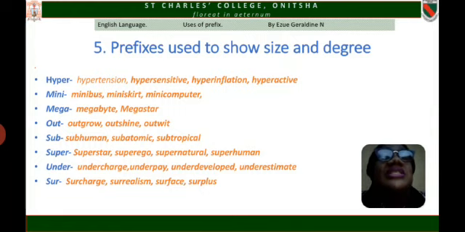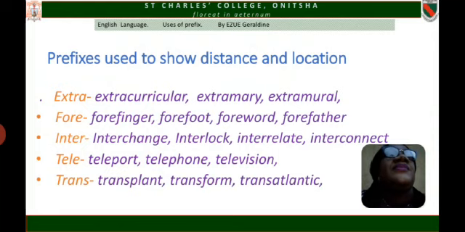Then we have undercharge, underpay. That's the degree of something. If you charge your phone and you did not charge it up to the required percentage that your battery can last, it means that you undercharge. It shows the degree below, it's not above. Then we have underdeveloped, like some countries in Africa are underdeveloped, below development. That's the degree. Then we have surcharge, surface, surplus. So these are prefixes used to show size and degree.